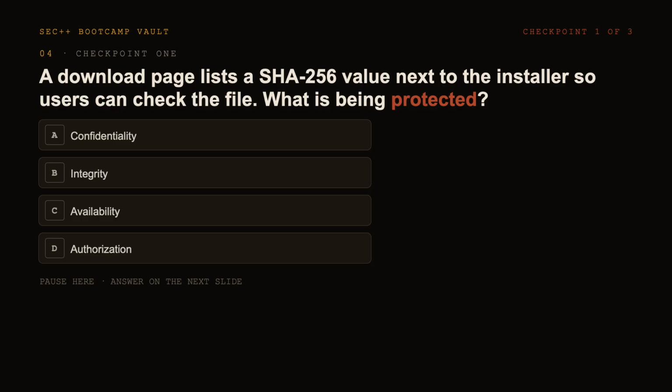Now the trap. Hashing is not encryption. Encryption can be reversed with a key. A hash cannot be reversed at all. It is one way. If an answer choice talks about decrypting a hash, that answer is wrong by definition.